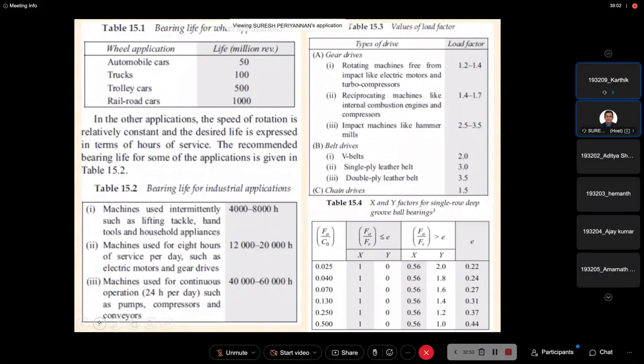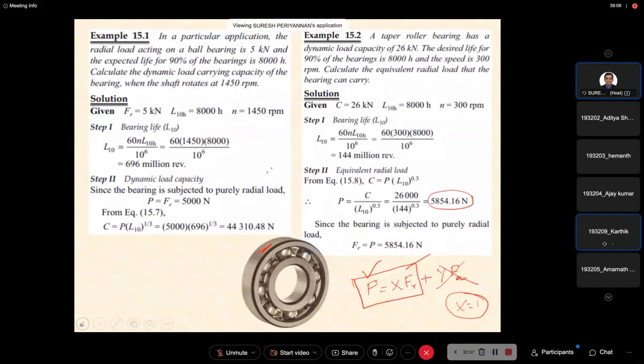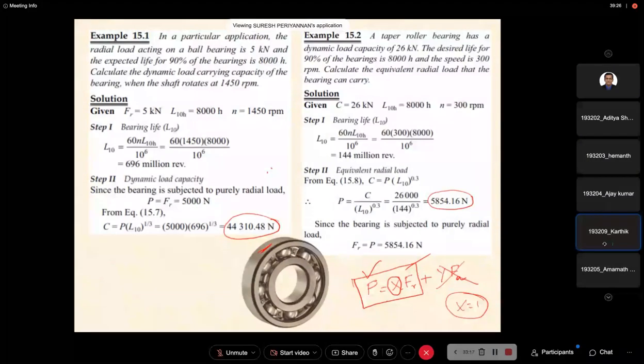Excuse me, sir. Yes. One doubt in the previous problem. X is the radial load factor, no sir? Yeah. How do we get to know X equal to 1? Because we have decided it as 1 because the inner race is rotating and the outer race is stationary. We assumed X is equal to 1. Yeah, you have asked a correct question, because in the problem they didn't give whether the outer race is fixed or the inner race is fixed.